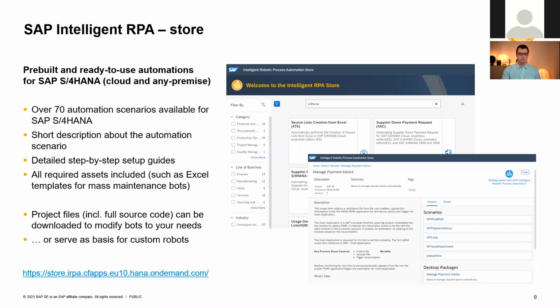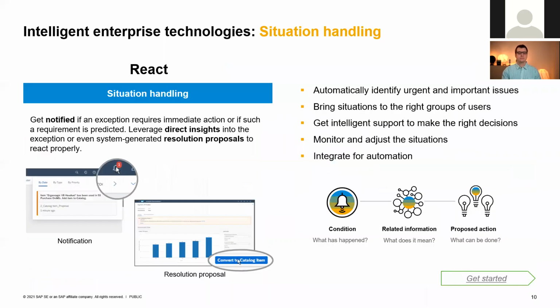Okay, if not, we can take a look at the next one, situation handling. Again, I would say that's one of the hidden gems of intelligent automation in S/4HANA. At this point, a well-kept secret, but we're here to change that. Situation handling is an intelligent framework that helps you and your business users get notified of approaching business situations.